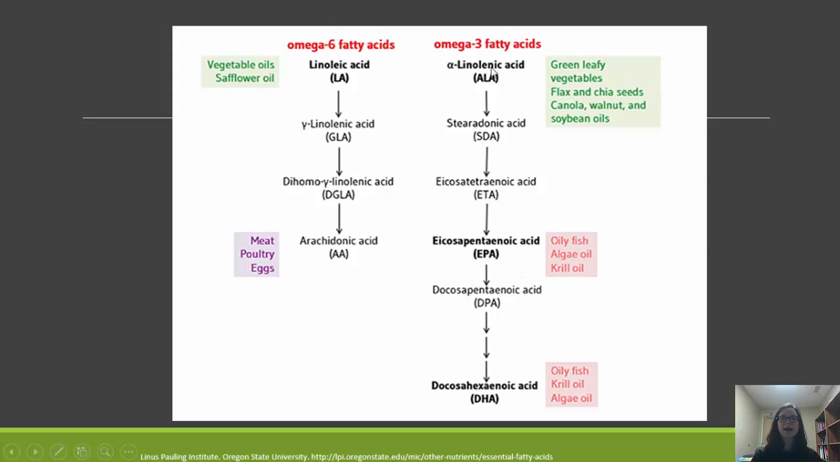So really, our alpha-linolenic acid is our only essential fatty acid that's an omega-3, because we can make EPA and DHA from ALA. However, we have very low efficiency in this conversion. So it's recommended that we obtain EPA and DHA from the diet.